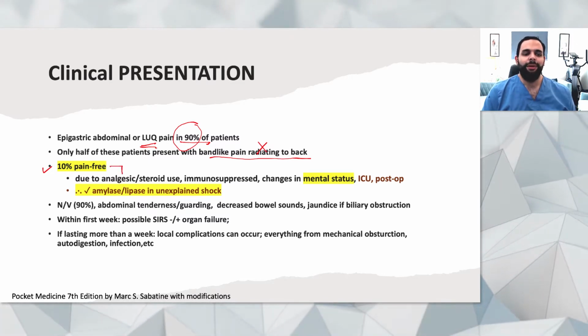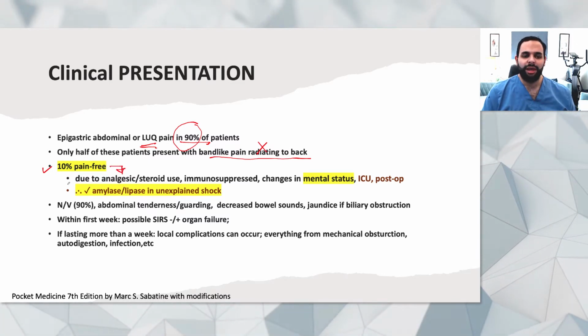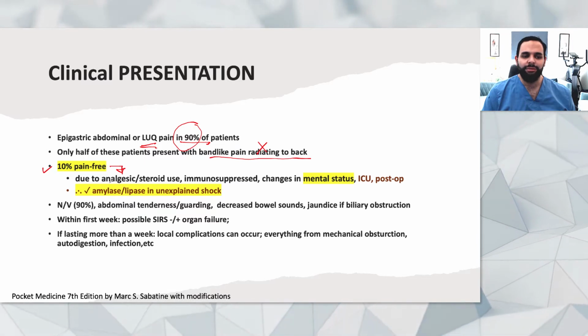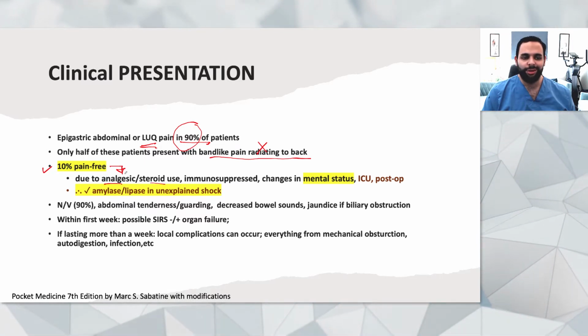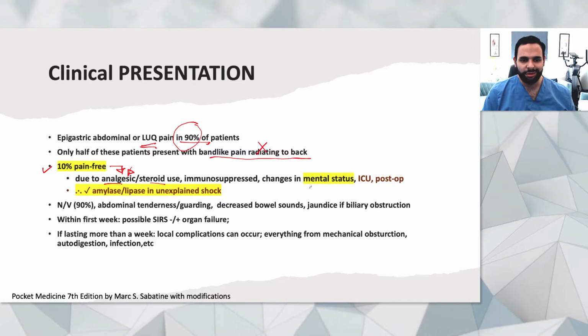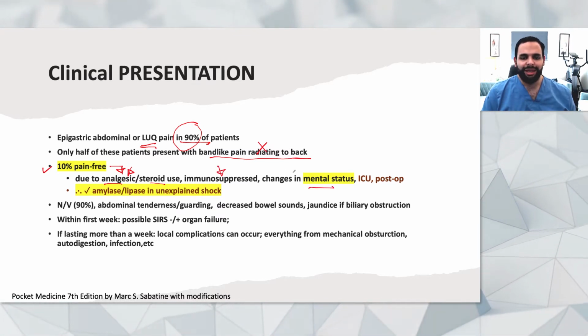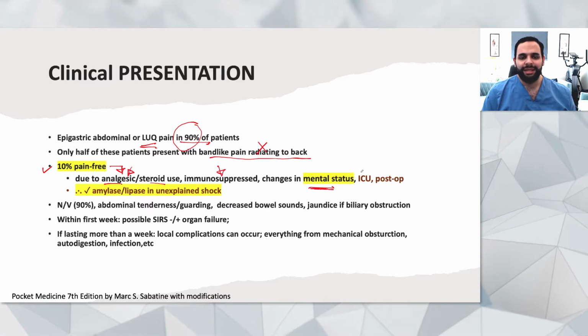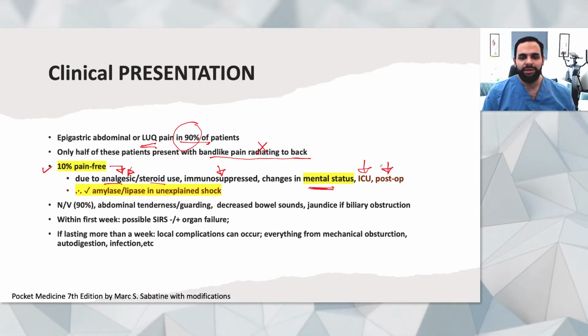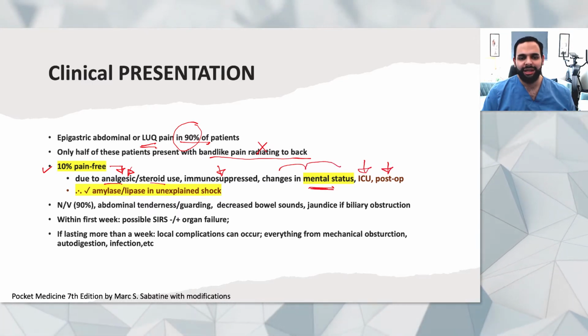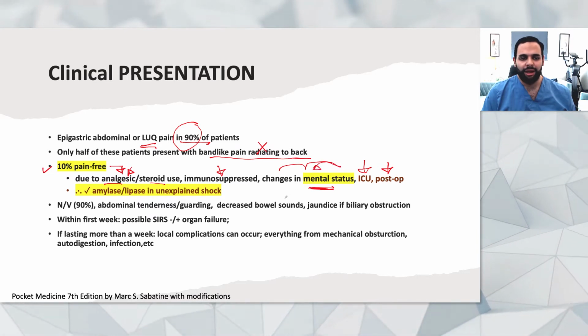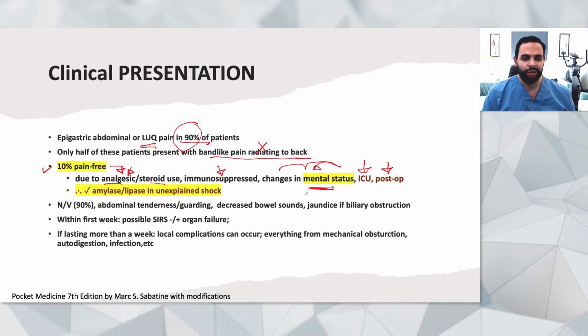Now, the pain-free patients are actually worrisome because epidemiologically speaking, those might be due to analgesic use, steroid use. They might be drug abusers with altered mental status. They may be immunocompromised on anti-inflammatory medications. The mental status may be secondary to ICU or post-operative state, or even pancreatitis leading to this or that, and then you have evolution of the clinical picture.